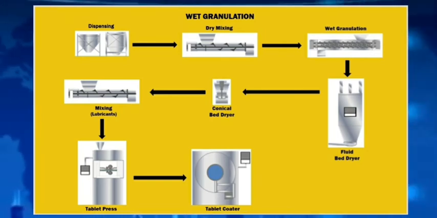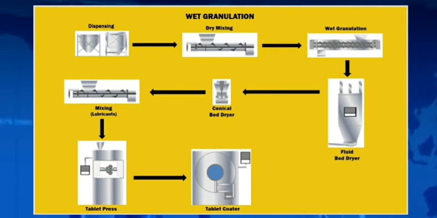Now, once the binder solution has been prepared, it is mixed with the powders to form a damp mass. Now, this damp mass is basically passed or converted into pellets or granules by wet screening using a 6 to 12 mesh.